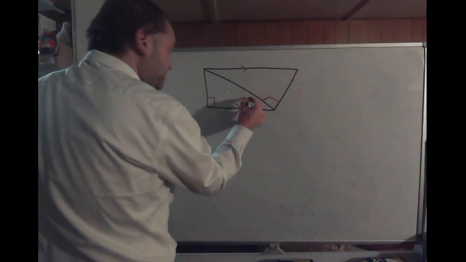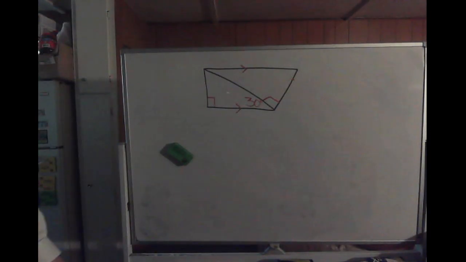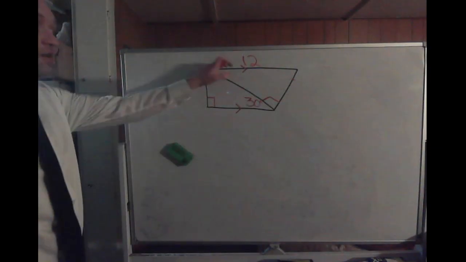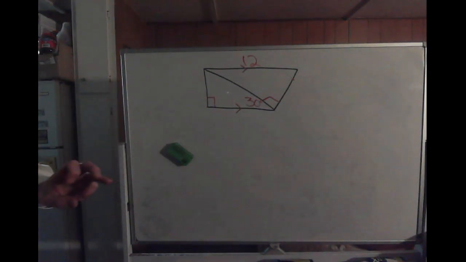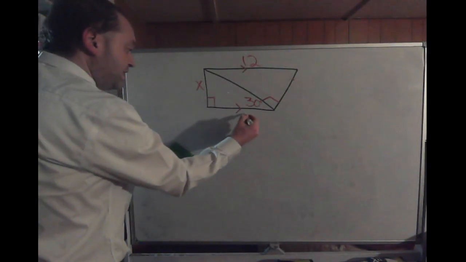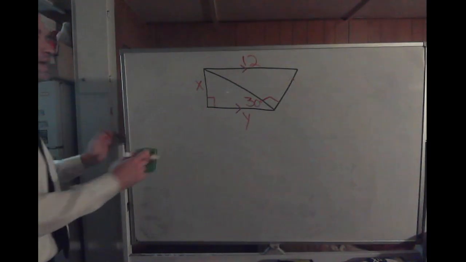This angle is 30 degrees. And then we need the, let's see. This here has a length of 12. This hypotenuse up here has a length of 12. This side here has a length of y. This side, y, x I mean. This side here has a length of y. Okay.